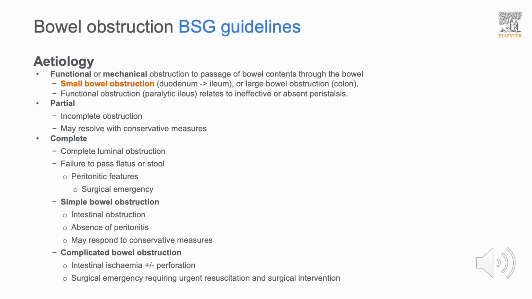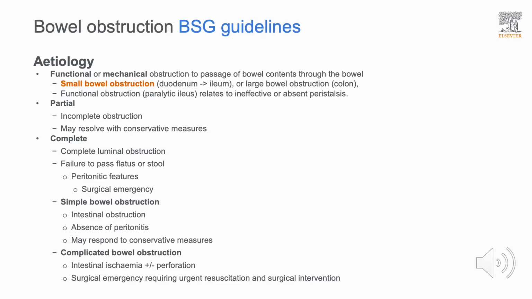Further classifications include partial, which relates to incomplete obstruction, which may resolve with conservative measures, and complete, which describes a complete luminal obstruction with failure to pass flatus or stool. This is often associated with peritonitic features such as guarding, rigidity, and rebound tenderness, and this is a surgical emergency as there is a risk of perforation.